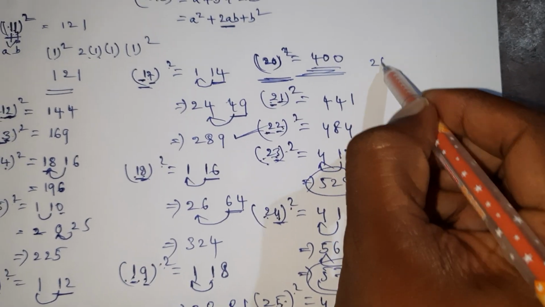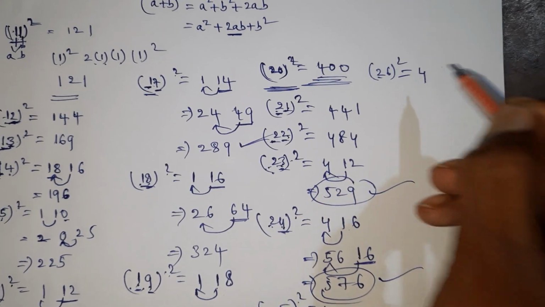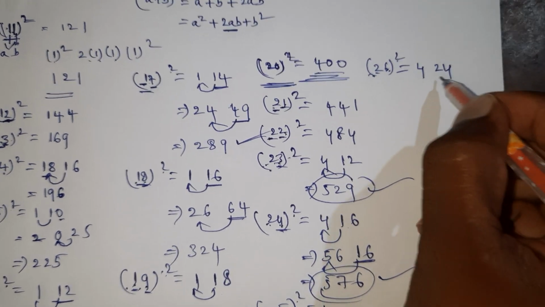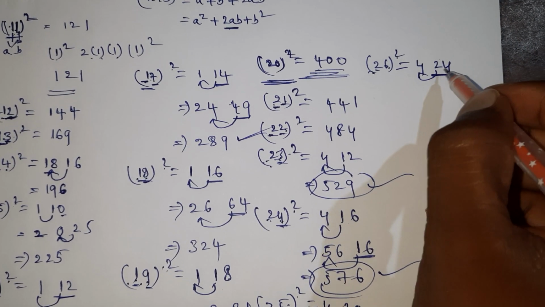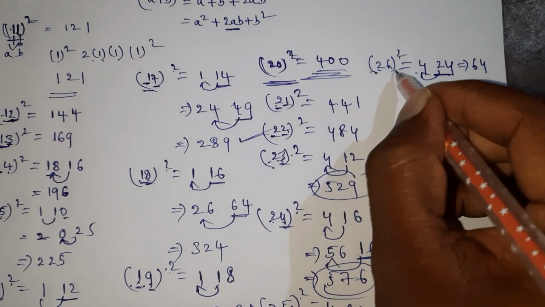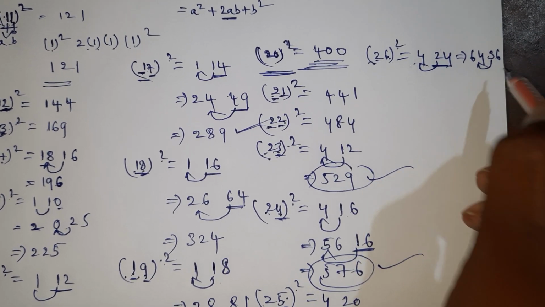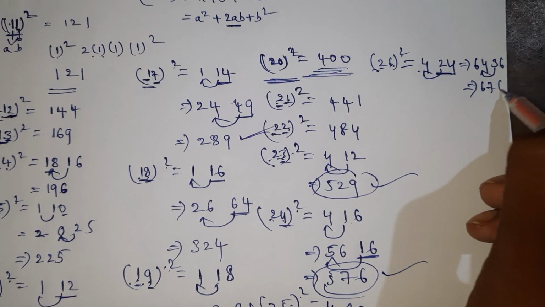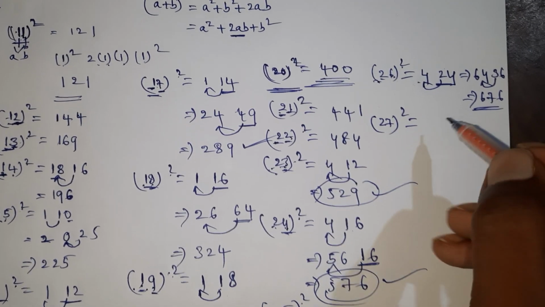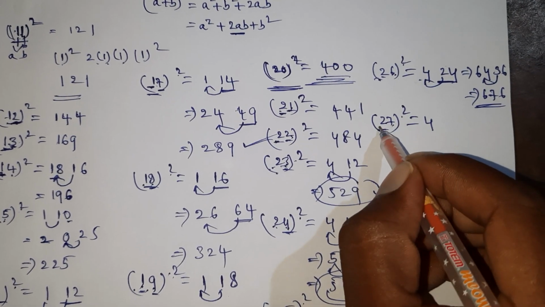Next 26 square. 26 square means again 2 2s are 4, 2 into 6 into 2, 12 into 2, 24. In this 24, adding carry, 2 is carry, adding to 4, so simply 6, 4, and 6 6s are 36. This 36, again 3 is adding to 64, 676.